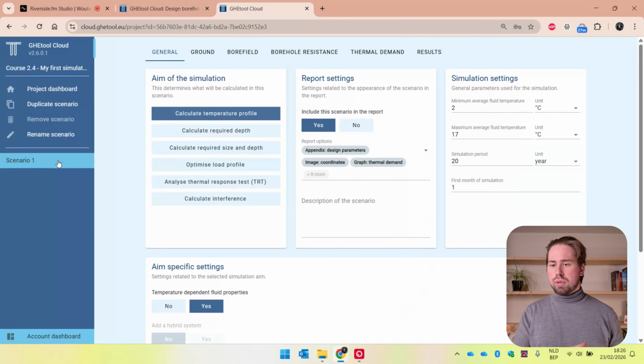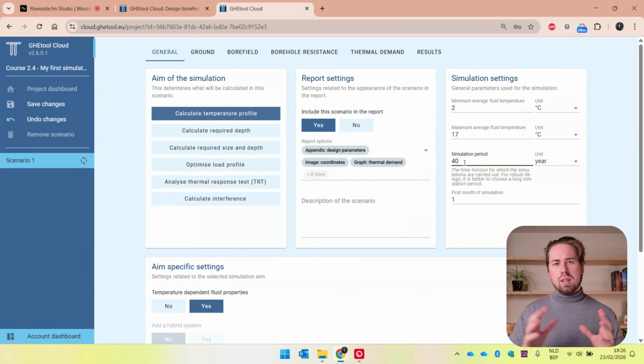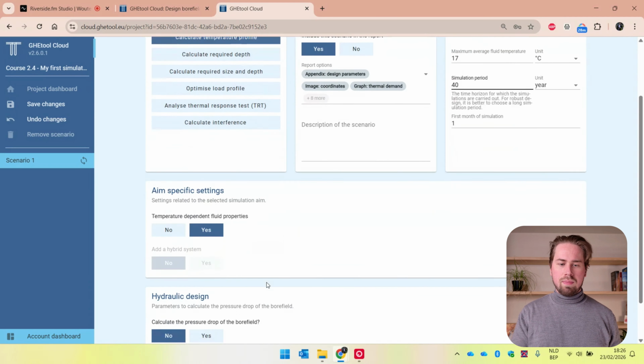Now, let's go over the information we talked about in the slides. We're going to calculate our temperature profile. So today we're going to do everything manually, not going to use automated sizing, because we want to really feel how the borefield sizing behaves. So we're going to work with 2 and 17 degrees and 40 years as a simulation period.